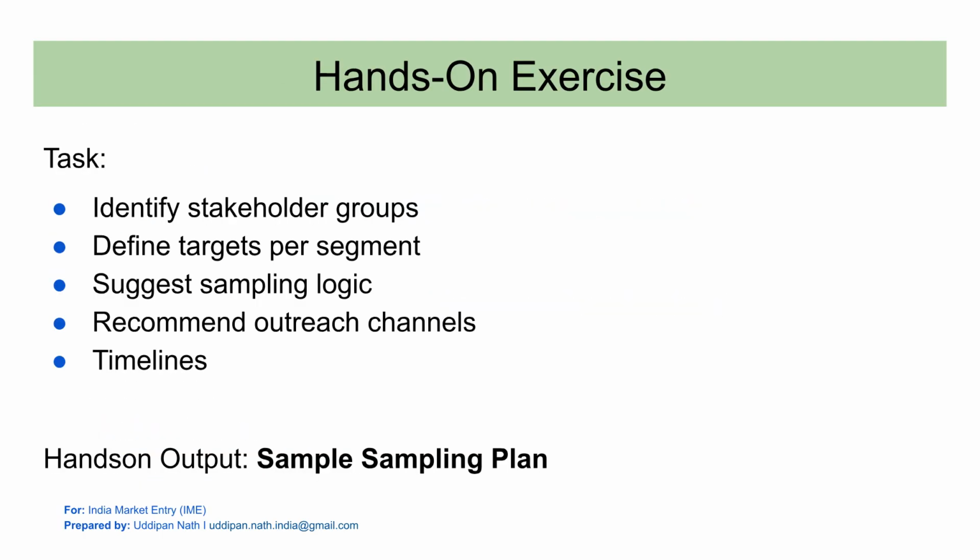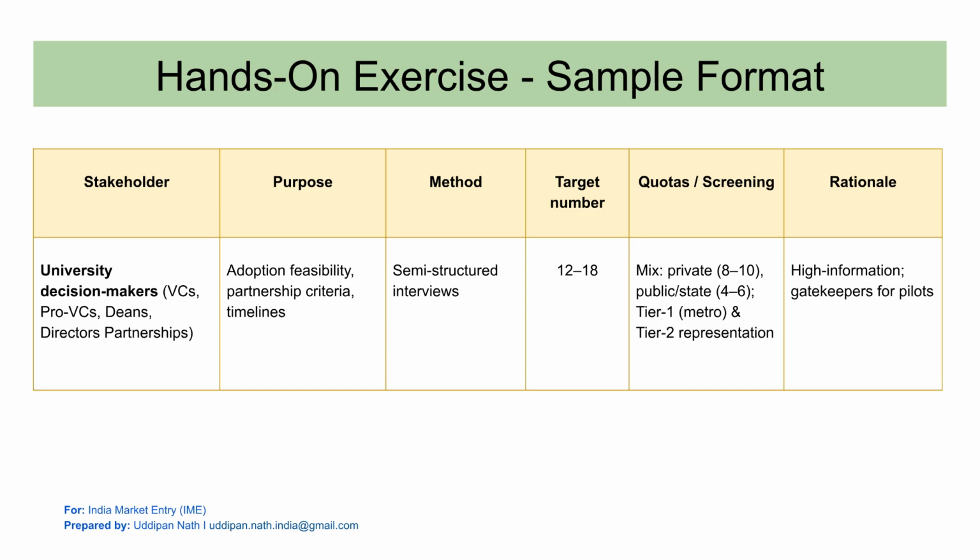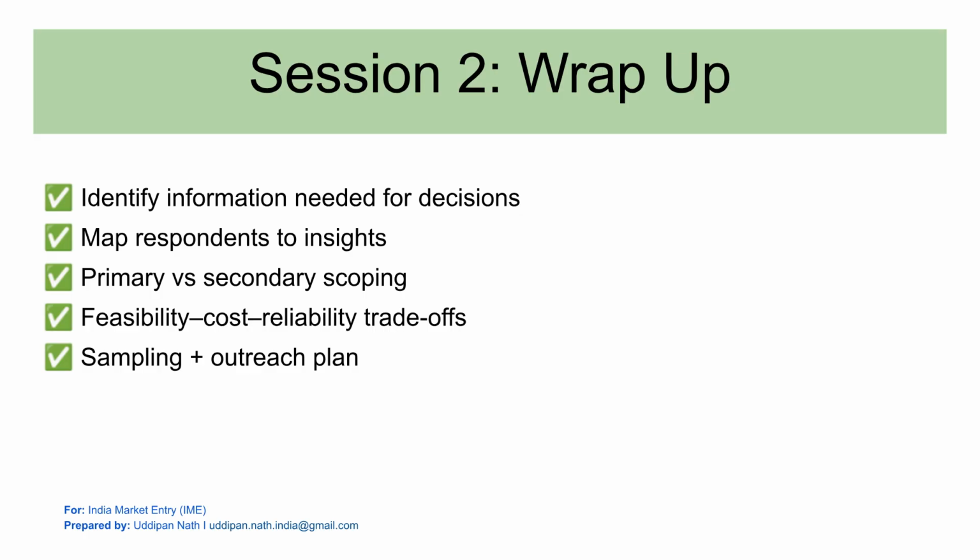The hands-on exercise requires you to identify stakeholder groups, define targets, suggest sampling logic, recommend outreach channels, and establish timelines for a sampling plan. This provides a sample format that can be used for the hands-on exercise in developing your sampling plan. To wrap up session 2, we covered identifying information for decisions, mapping respondents to insights, scoping primary versus secondary data, understanding trade-offs, and building a sampling and outreach plan.